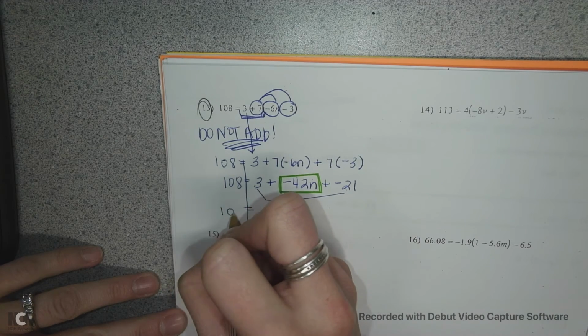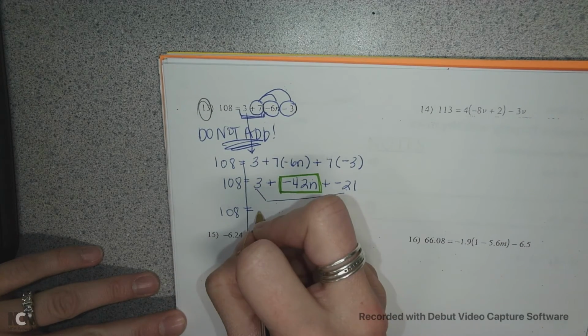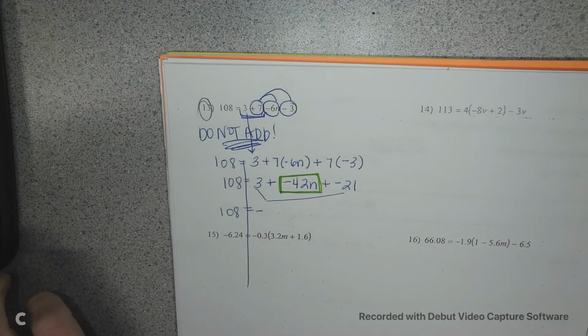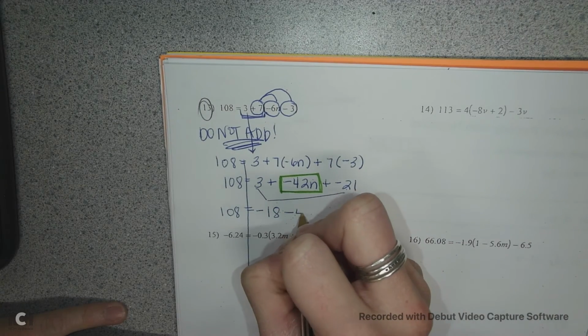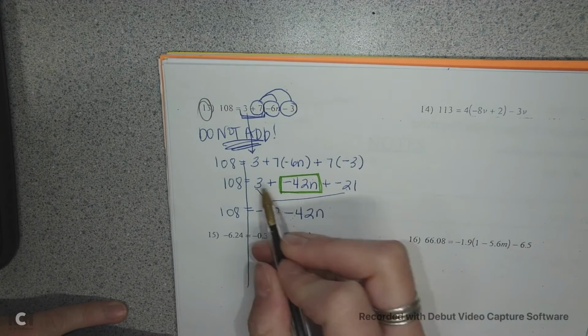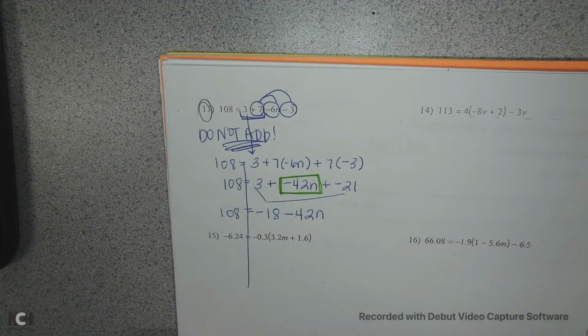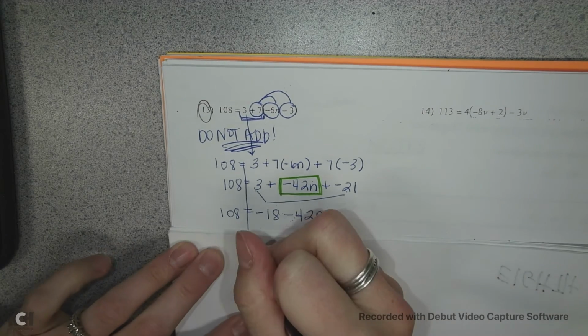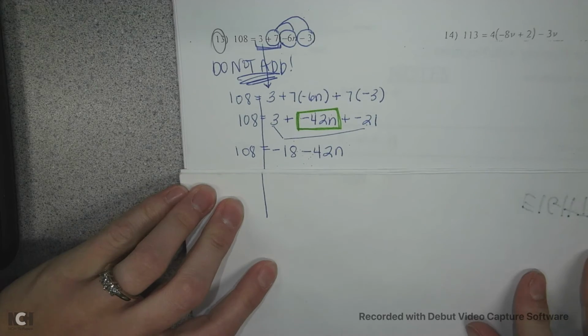We keep that 108 over here. And 3 plus negative 21 is negative 18. And then we still have our minus 42n. Notice that I took out some of the plus signs, which is totally fine. Then I just wanted to get some paper to put underneath here. So then we're going to continue our problem just like we've done before.